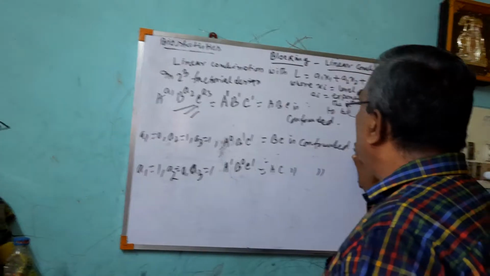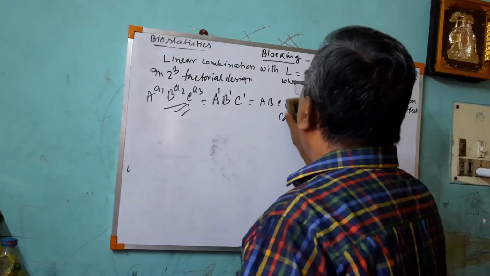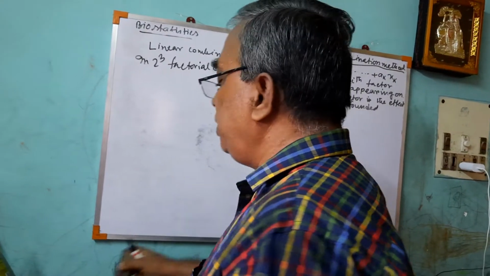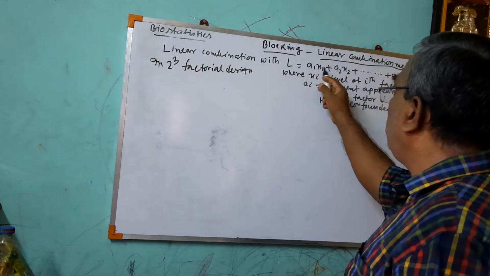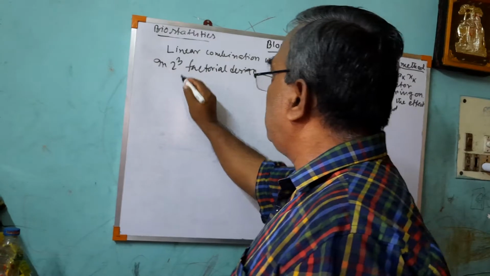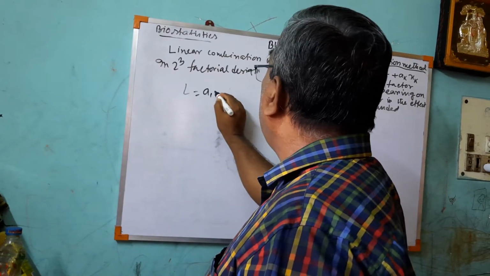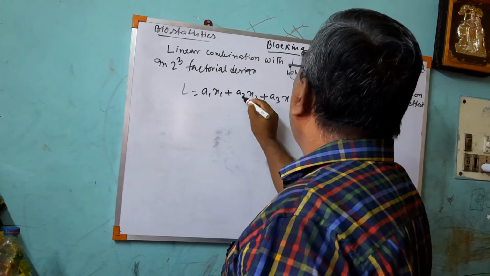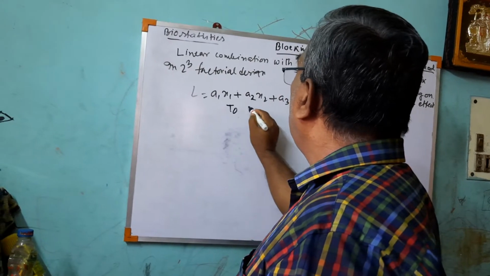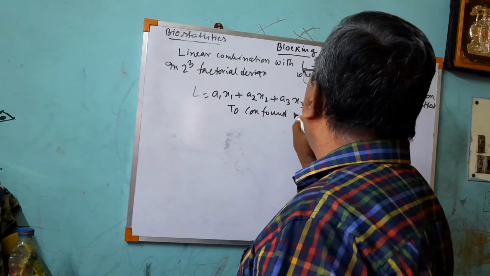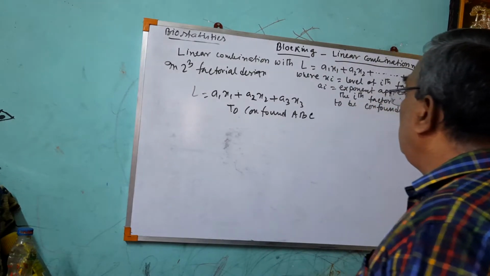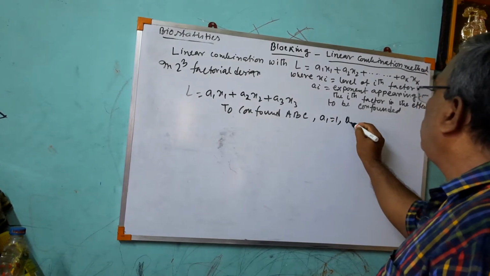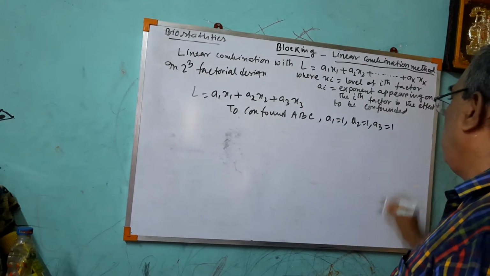Now I am arranging all these 8 treatment combinations in the linear combination method. This is the formula: L equal to A1x1 plus A2x2 plus A3x3, as there are 3 factors. Say I want to confound ABC. To confound ABC, we have to put A1 equal to 1, A2 equal to 1, A3 equal to 1.